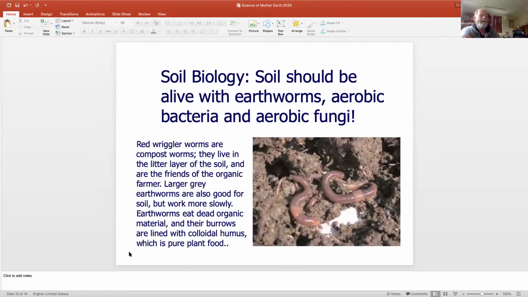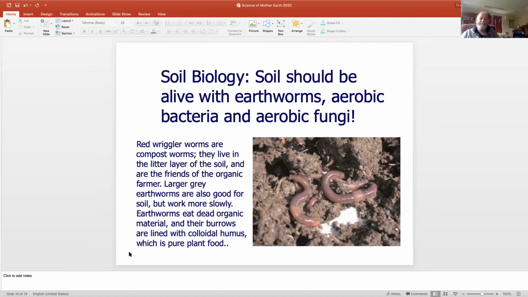Soil biology is rather different. The main thing that we understand in organic farming is that red wriggler worms are compost worms. We see them in the compost. The fishermen love them. They live in the litter layer of the soil, and they digest dead organic matter very, very quickly. The larger gray earthworms live a little bit deeper in the soil, and they work more slowly, but they're equally beneficial, but they just work a little bit more slowly.